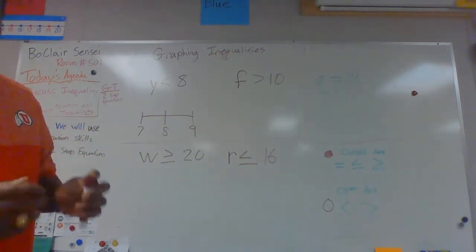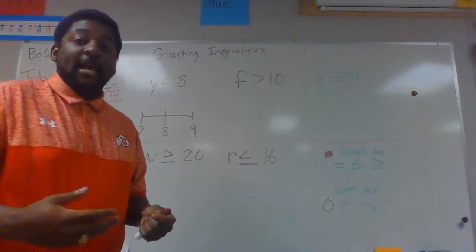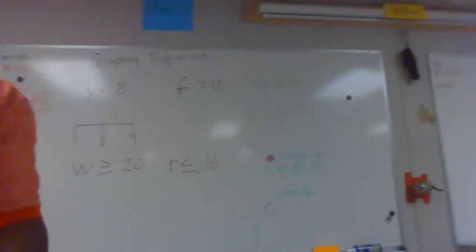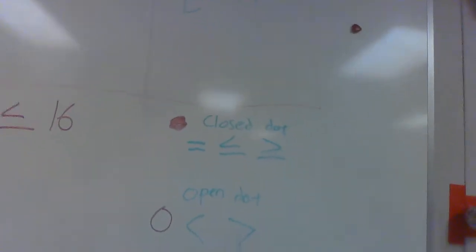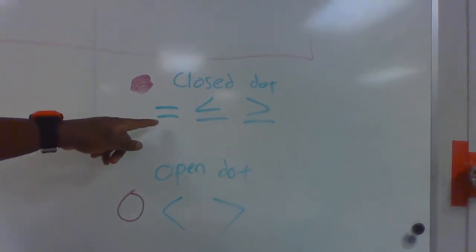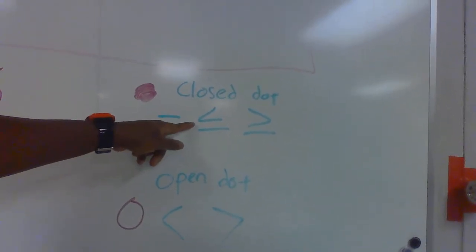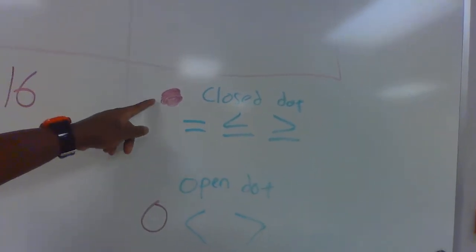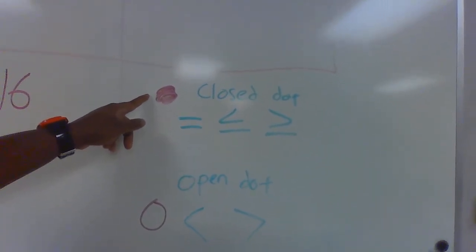So y'all, there's going to be a couple things that are really important when you're trying to decide how to make your graph. The first thing you need to know is if you're going to have an open or a closed dot on your graph. So y'all, put your little key here. If you see an equal sign, a less than or equal sign, or a greater than or equal sign, that means you're going to have a closed dot on the line.